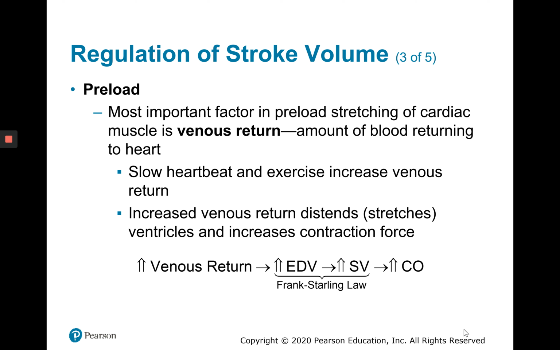Venous return is the amount of blood returning to the heart, and if you can increase the amount of blood returning to the heart that then flows into the atria and then finally the ventricles, you can increase the stretch of cardiac myocytes. A slow heartbeat, increased exercise, both of these things increase venous return. And increased venous return distends or increases preload because we stretch the ventricles and increase, therefore, contraction force. So we can see that in the following equation. Increased venous return leads to increases in cardiac output. This connection is possible via the Frank-Starling law of the heart, where increased EDV leads to increased stroke volume.